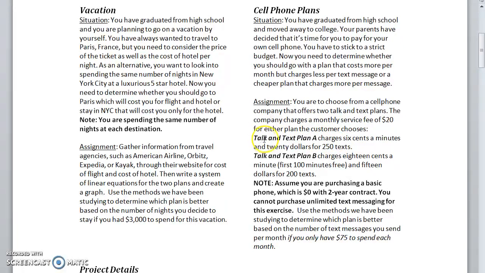So let's go and take a look at talk and text plan A. Charges 6 cents per minute and $20 for 250 text. Talk and text plan B charges 18 cents per minute. For the first 100 minutes, though, are free, and $15 for 200 text. So again, very similar to yours. But I did make some minor modifications in there, so you guys don't just copy it straight down and don't have to do any thinking. Obviously, there will be some thinking involved for you guys. So let's go ahead and compare the plans.